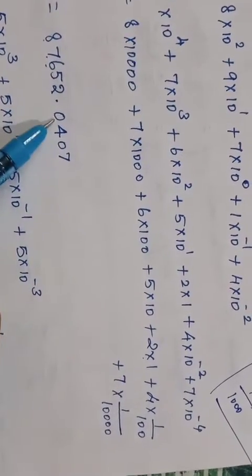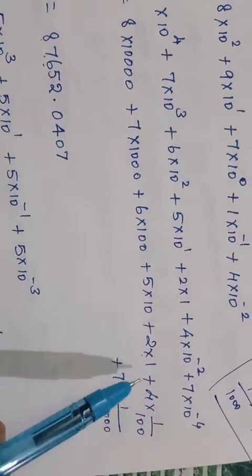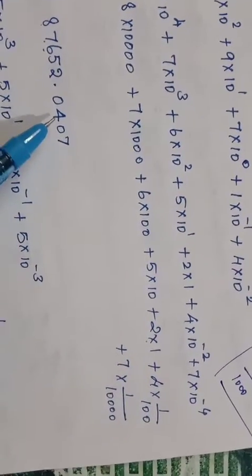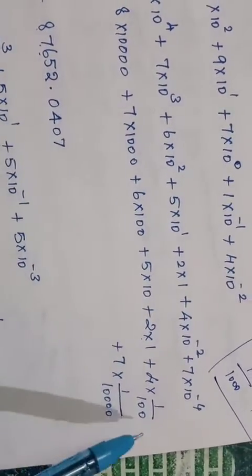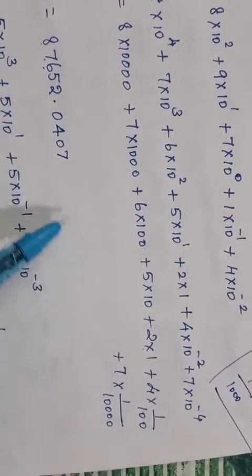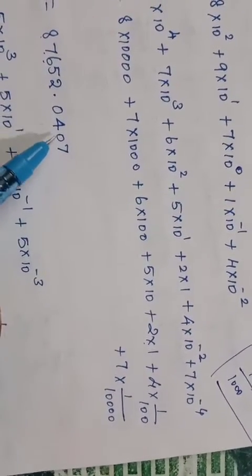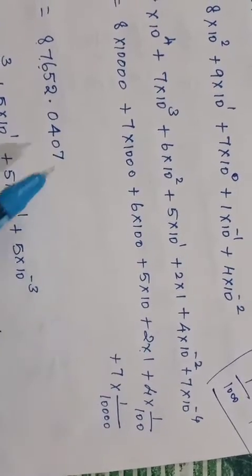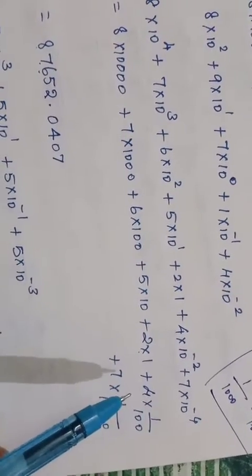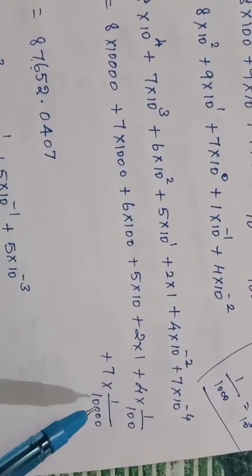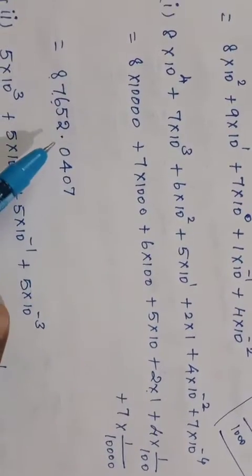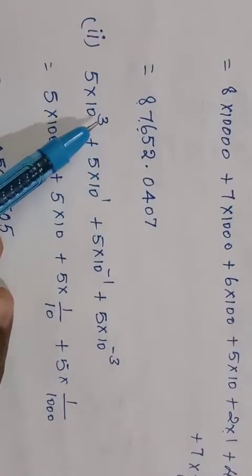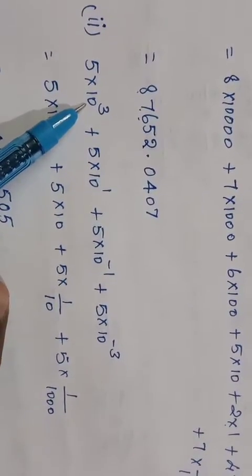So that is 0. The tenths place is missing, so that is 0. Then the hundredths place, what do you have? 4. Then the thousandths place is also missing, so that is 0. Then the ten-thousandths place is 7. Tenths, hundredths, thousandths, ten-thousandths, that is the decimal part. So 0.0407. For the second problem, the same way you have to write it.